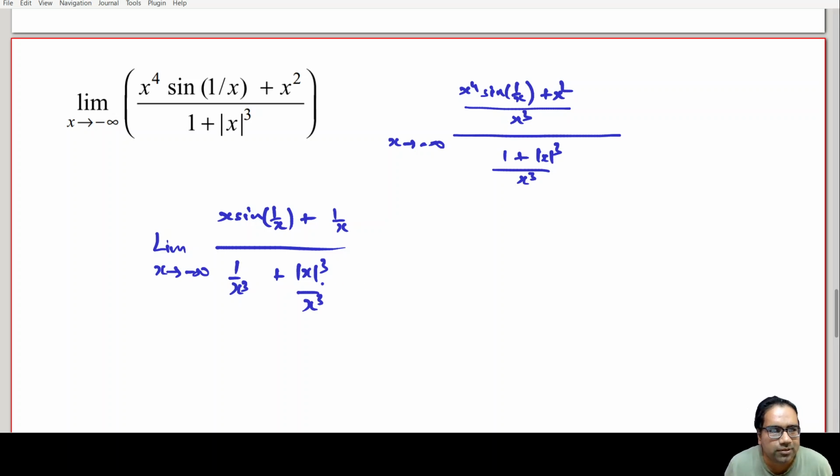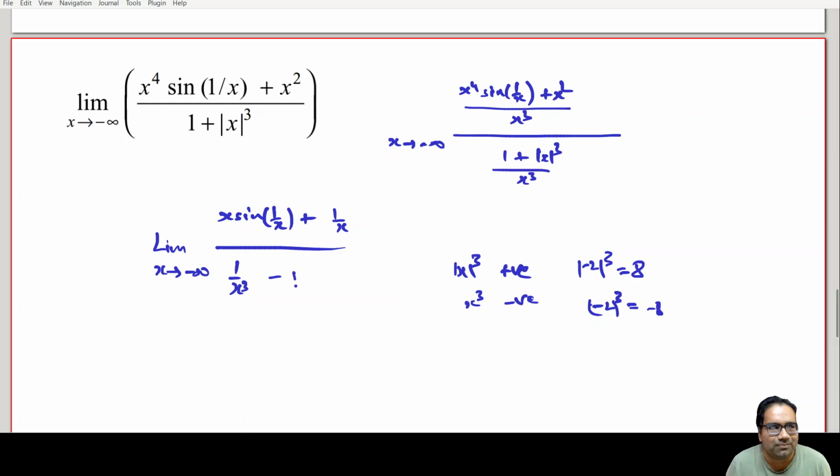Now, please note this carefully. Here x is negative. When x is negative, the absolute value of x whole cube is positive, but x cube is negative, though both have the same magnitude. For example, (-2) whole cube, the absolute value of -2 whole cube is 8, but (-2) cube is actually -8. So this by this should give -1. So |x|^3 by x^3 should be equal to -1 because x is negative. So we will convert this into -1.